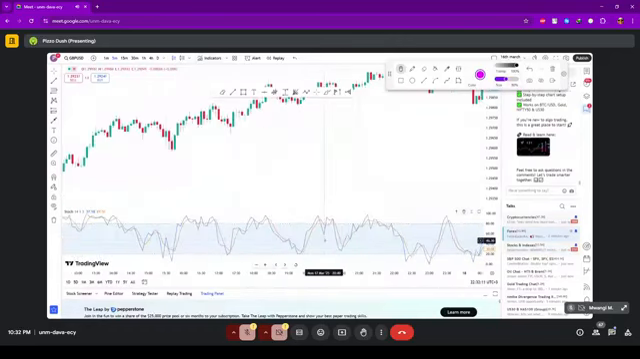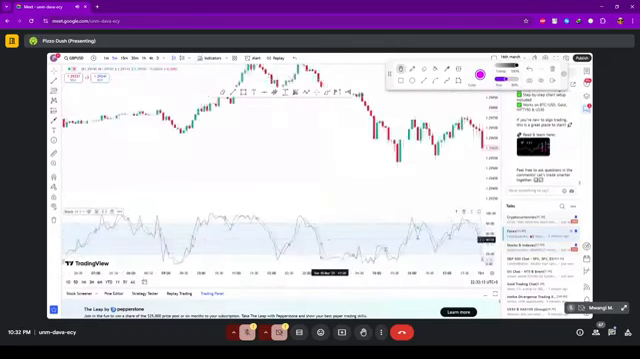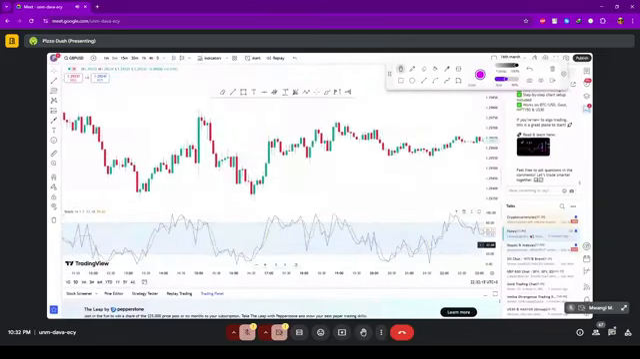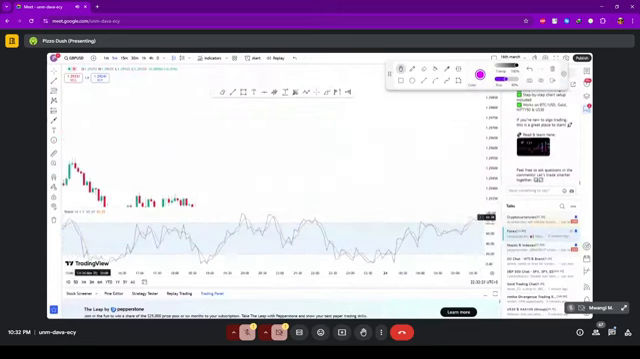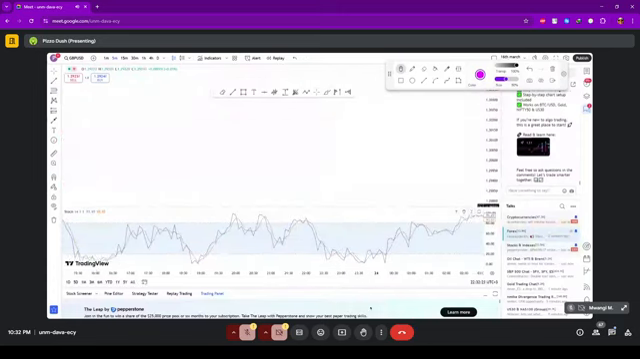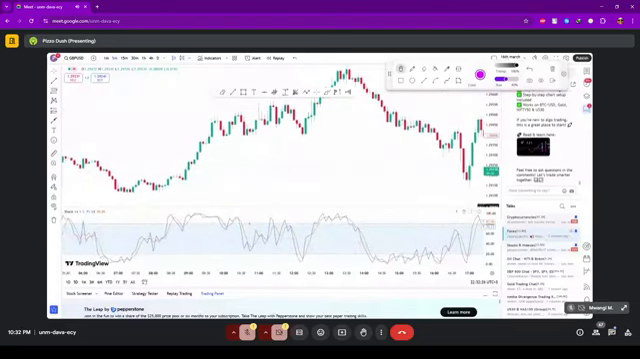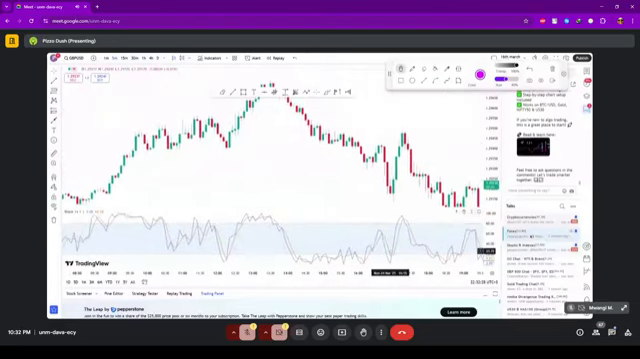Now, what is this stochastic? This stochastic works almost the same as RSI. Actually, inawaka RSI ni venye hii stochastic. You can see iko na 2 lines, but RSI ilikuwa na how many lines? RSI ilikuwa na 1 line. Stochastic, you can see down here, iko na 2 lines.